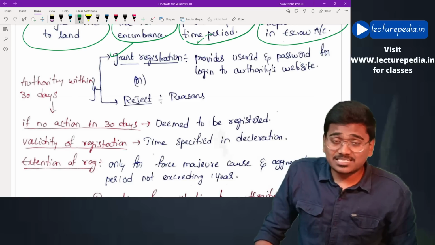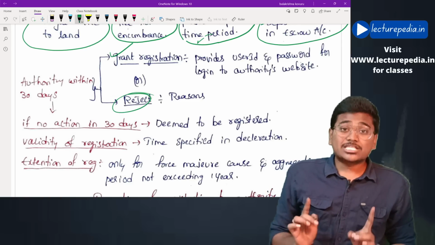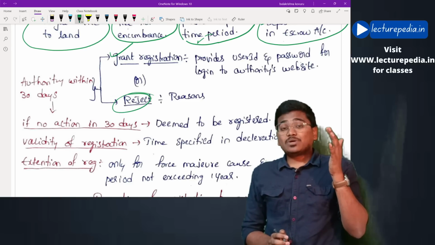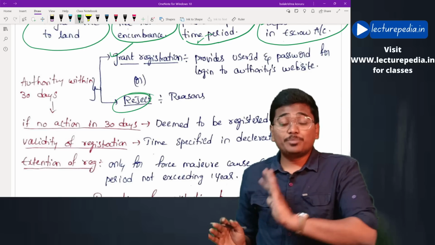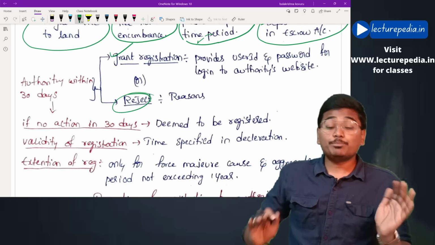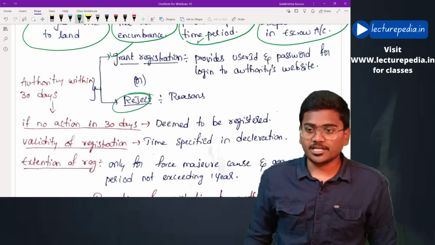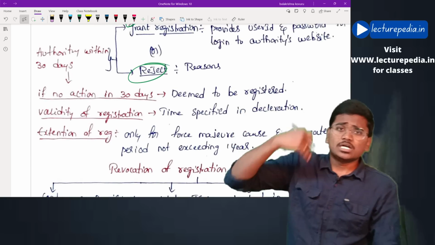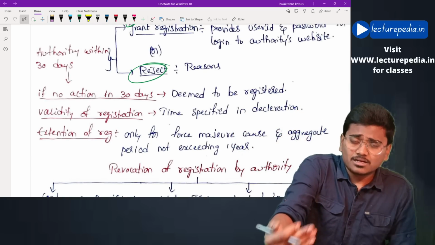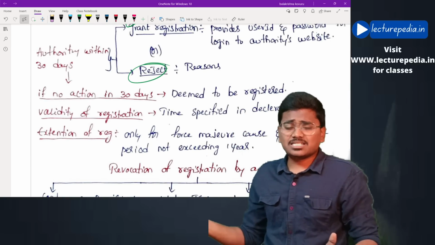In case the registration is rejected, the authority must provide the reasons why the registration is being rejected, and the authority should also provide an opportunity of being heard to that particular promoter before rejecting the registration. Hope this is clear.